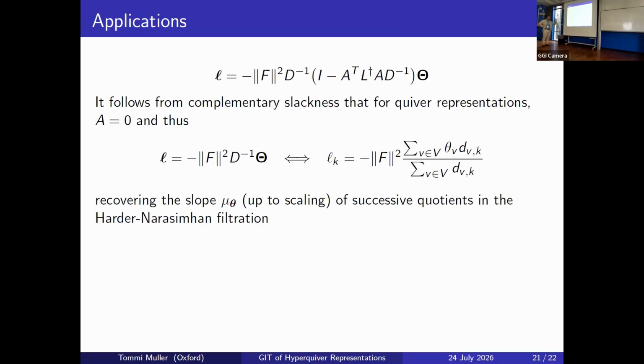L equals some scale times D inverse theta, which if you write component-wise, you actually see that it's up to scaling the same as the slope of the successive quotients in the HN filtration. So these weights you can therefore think of as generalized slopes for hyperquiver representations.